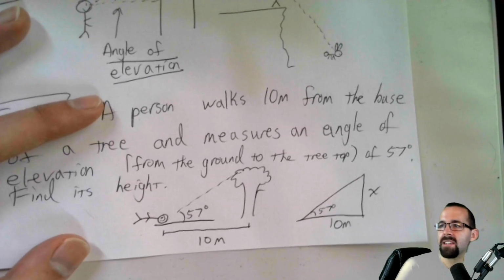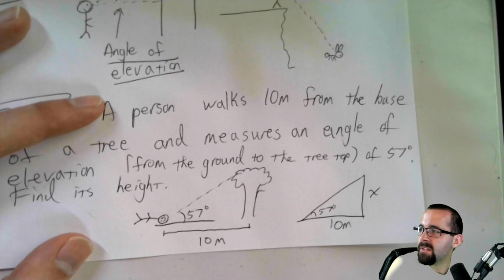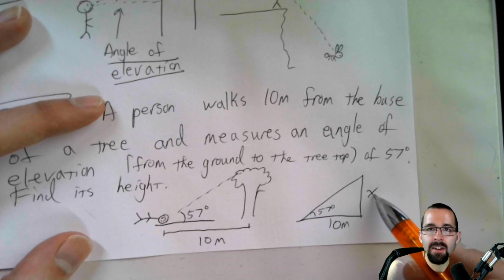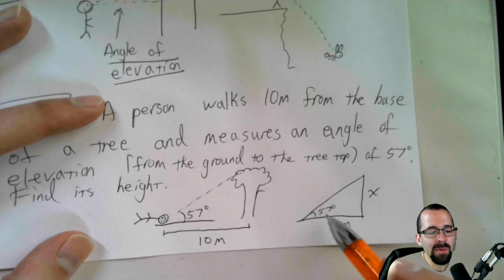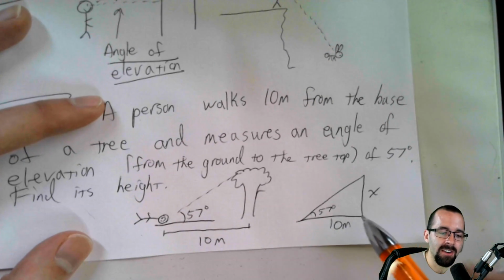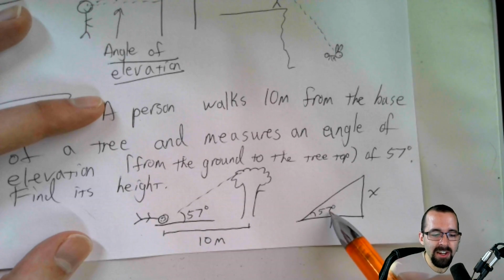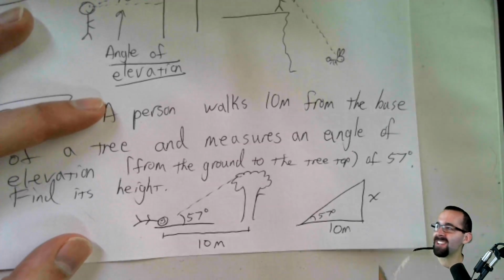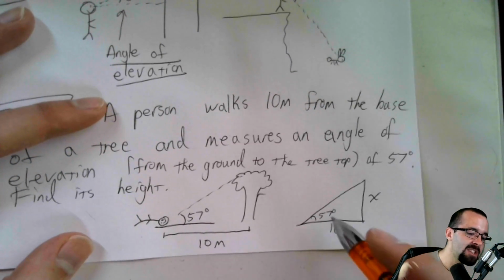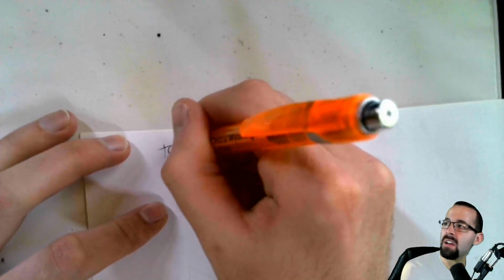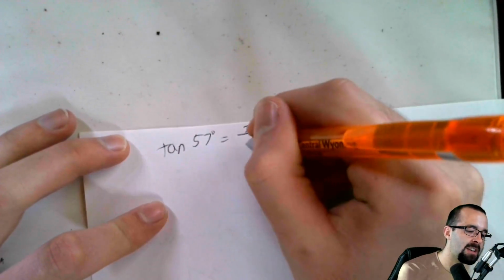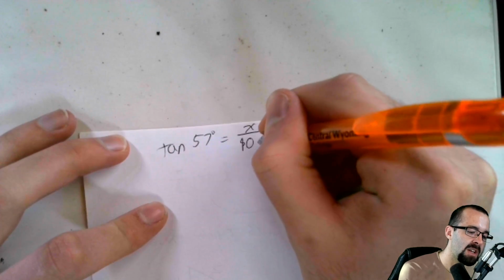So we haven't really done problems like this yet, but we've got some information. It'd be really nice if we could relate this angle with this side with this variable. If only we had some sort of function to do so. Is there a function that relates an angle to its opposite side and its adjacent side? Exactly, we got tangent right here. The tangent of 57 degrees is x over 10 meters. So that's what we do. The tangent of 57 degrees is x, opposite, divided by adjacent, which is 10 meters.